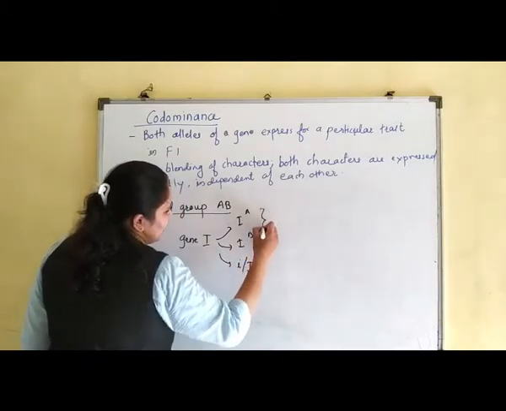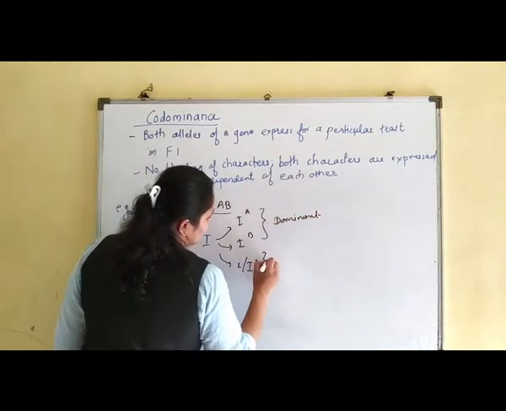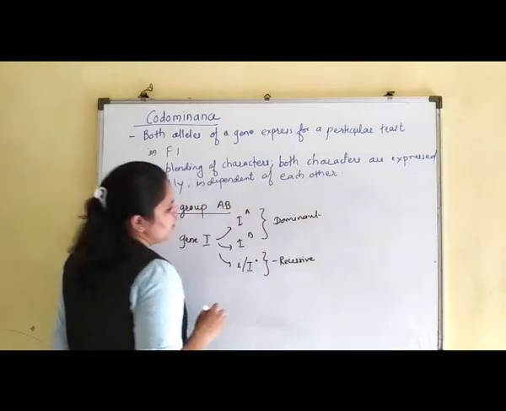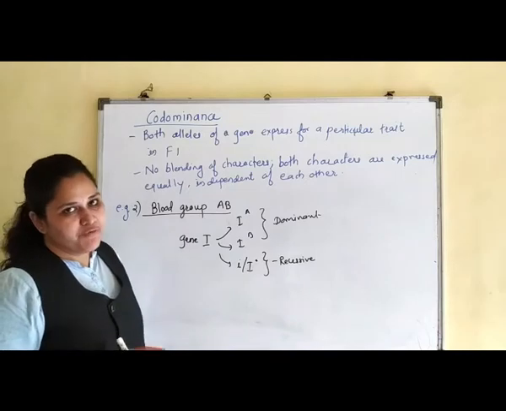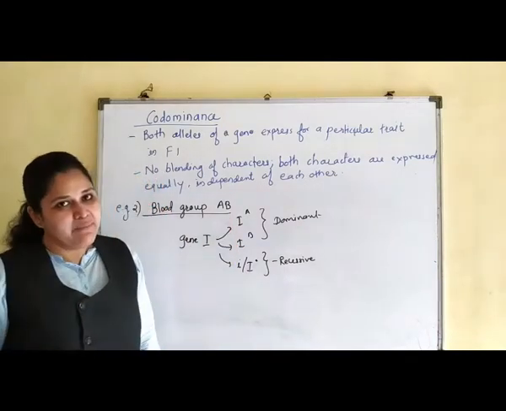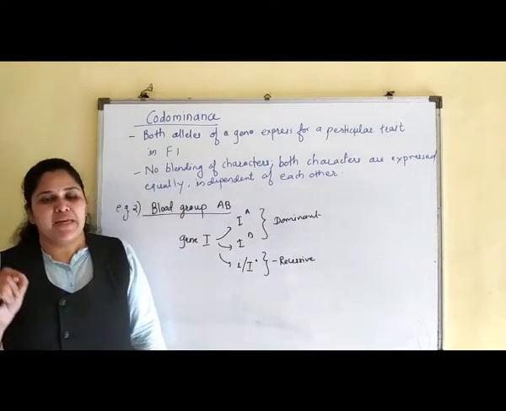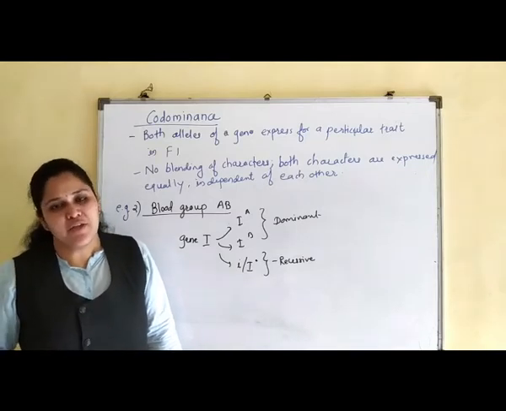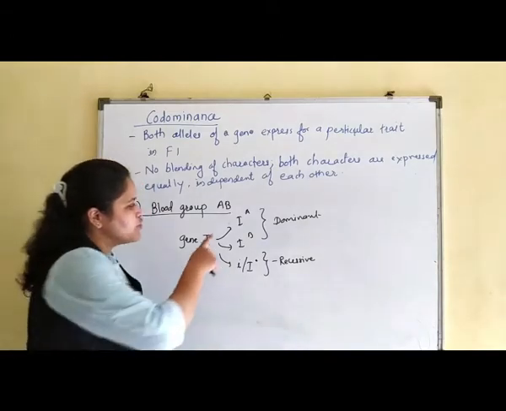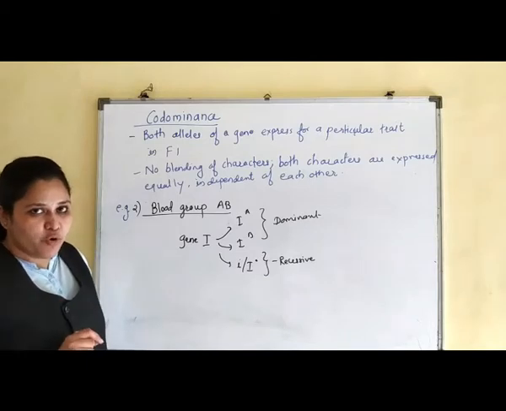IA and IB are dominant alleles, whereas small i is a recessive allele. An individual has any 2 of these 3 alleles. Whenever there is a combination of IA and IB alleles, both are dominant, so both of them express themselves, forming A antigen as well as B antigen. A and B antigens never mix up with each other. So that gives rise to the AB blood group. This is also an example of codominance.